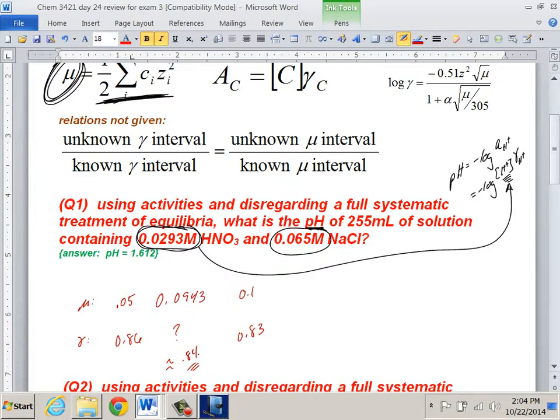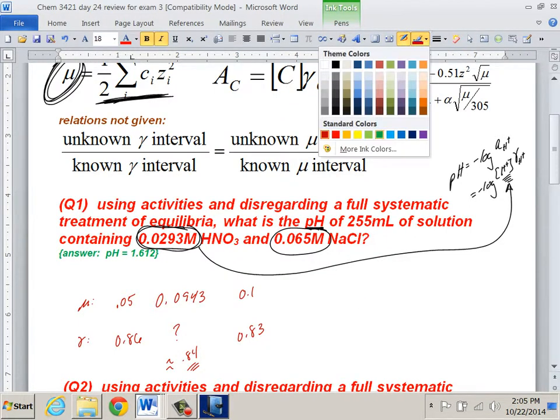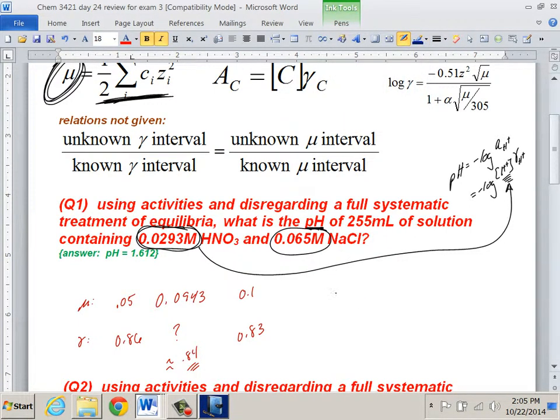0.1, 0.83, 0.05, 0.86. Did you solve it already, Ricky? Yes. What'd you get? 1.612. I had it lined up the way he has it lined up there. It gives you the right coefficient. 0.8334. Oh, okay. Never mind. That's the coefficient. I'm not done yet. Almost.